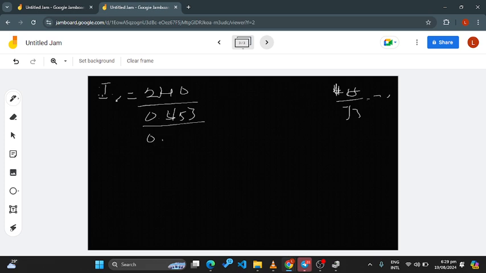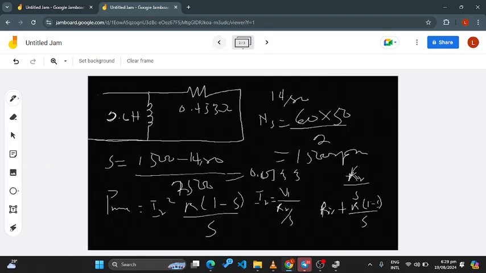0.0133, and that will be equal to what? So we'll get 7.046. Okay, so that is the rated, okay, this is not the rated, this is the rated rotor current.